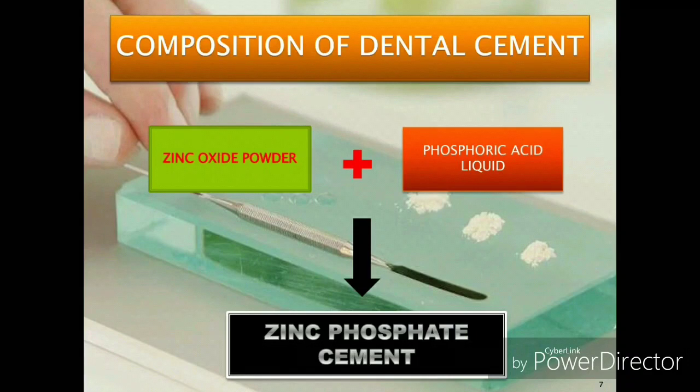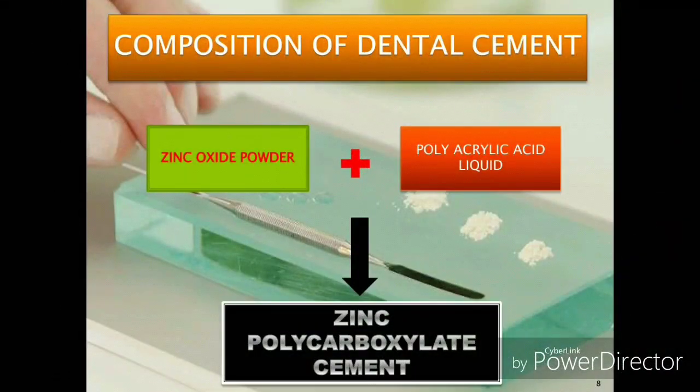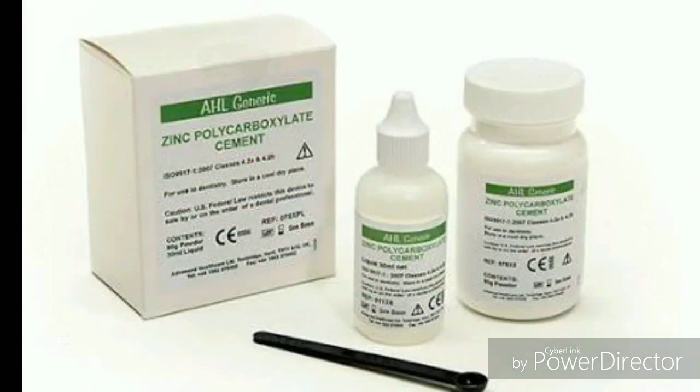Then, zinc phosphate cement has relatively low solubility as compared to glass ionomer cement and zinc oxide eugenol cement, so it is a very stable cement in the oral cavity. Now, when we mix the zinc oxide powder with polyacrylic acid, the composition changes entirely, and the cement that we get is zinc polycarboxylate cement.